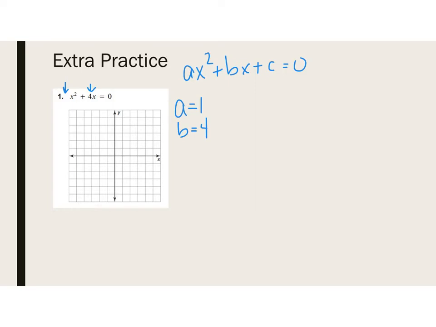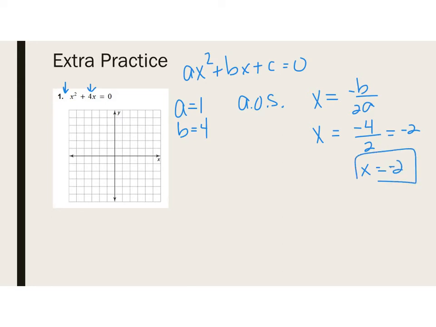So when you do your axis of symmetry, which I'm going to abbreviate AOS, your equation is x equals negative b over 2a. So x is going to equal negative 4 over 2 times 1, or just 2, which is negative 2. That is your axis of symmetry.